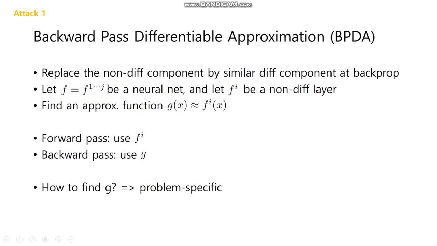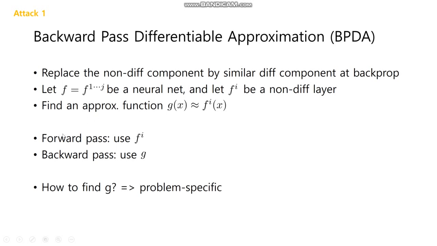The first attack is backward pass differentiable approximation. So replace the non-differentiable component with a similar differentiable component at backprop. Let f be f1 through j, a neural net, and let fi be a non-differentiable layer. So these indices mean layers. To apply BPDA, we first have to find an approximation function, g of x, which approximates the non-differentiable layer fi. How do we find it? It's up to you. It's problem specific. Let's just assume that we have found such a function.